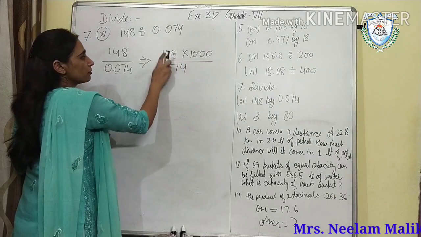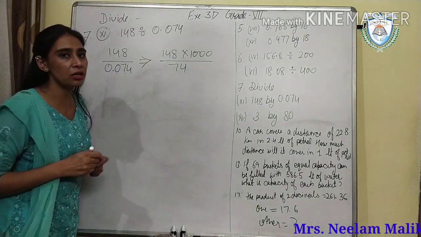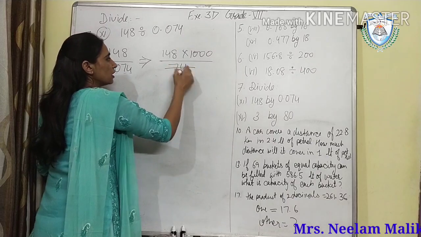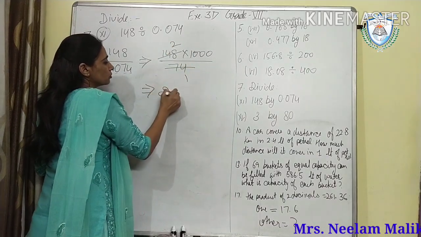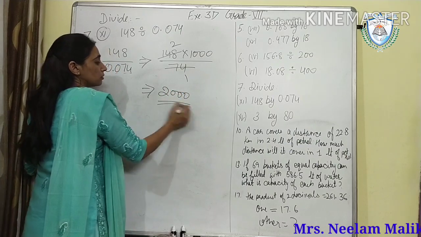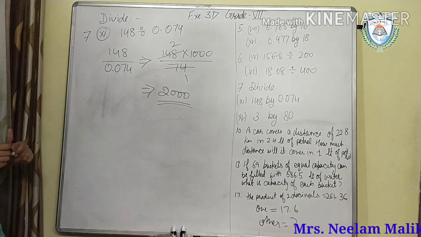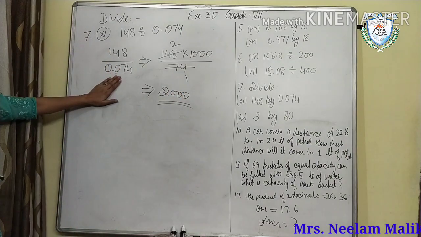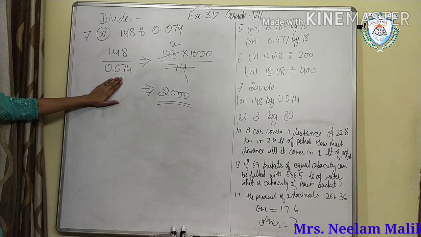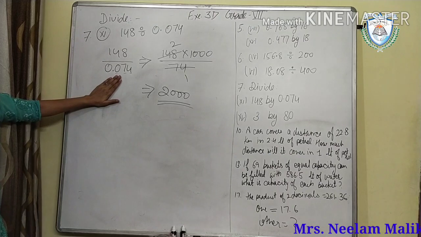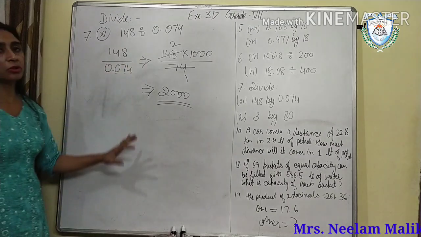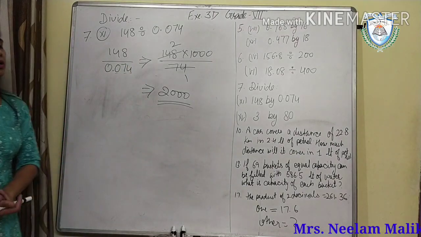4 2s are 8, 7 2s are 14. So 1 here and 2 there. So what is our answer here? 2000. Correct? Okay. You could solve this here also, but don't get confused about the decimal point. Okay, first remove the decimal, then solve your question.